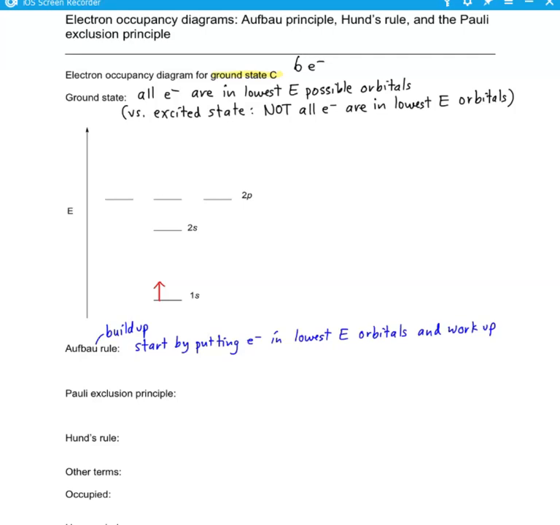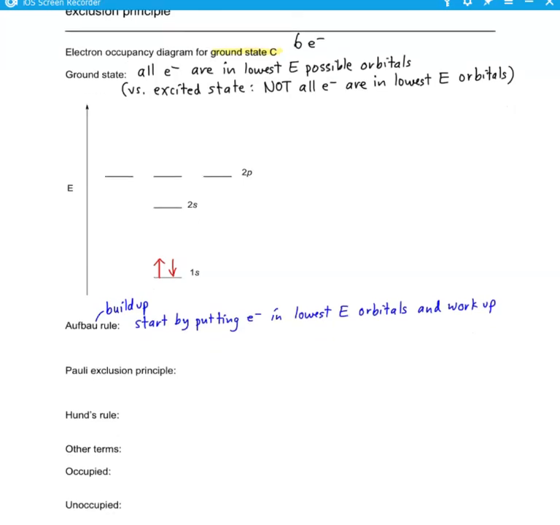Okay, so the second electron of the 6 that we need to put into the diagram is also going to go into the 1s orbital, but we're going to draw it differently. We're going to draw it as a little arrow that's pointing down. That's observing the Pauli exclusion principle.